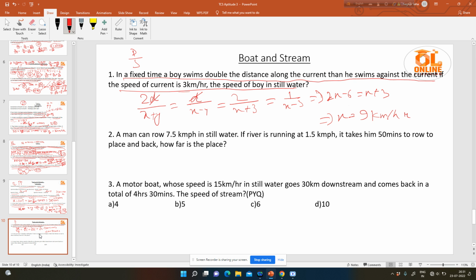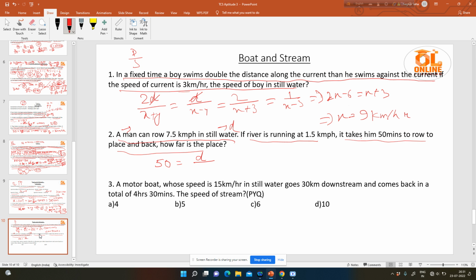Okay. Now it is given, a man can row 7.5 kilometer per hour in still water. If the river is running at 1.5 kilometer per hour, it takes him 15 minutes to row to a place and back. How far is the place? In 15 minutes, he rows to a place and back. So in 15 minutes, he is going first downstream, then he is again coming upstream. So let the distance be d.